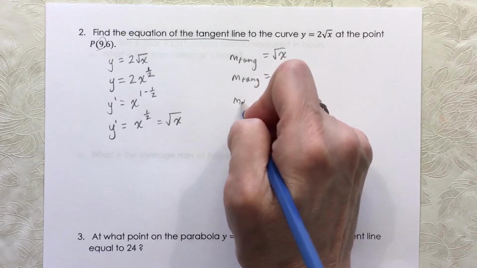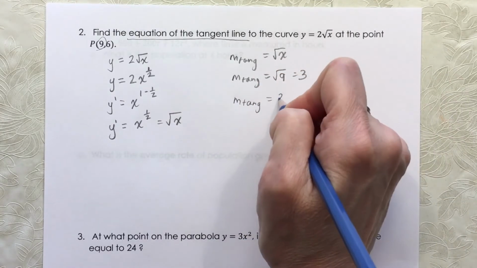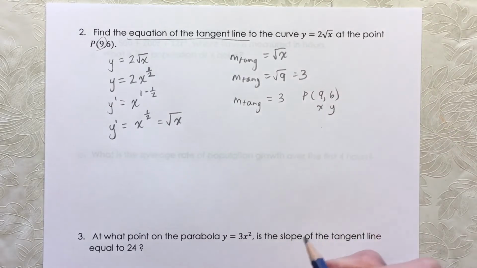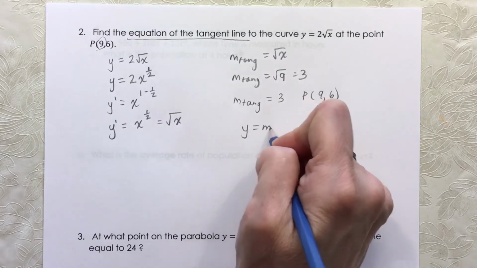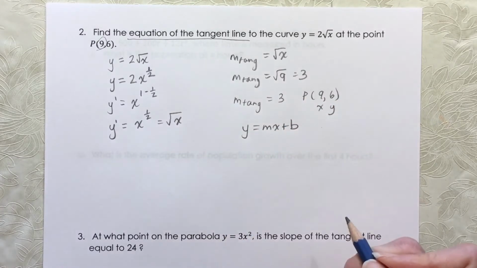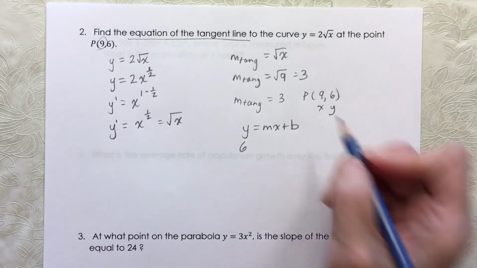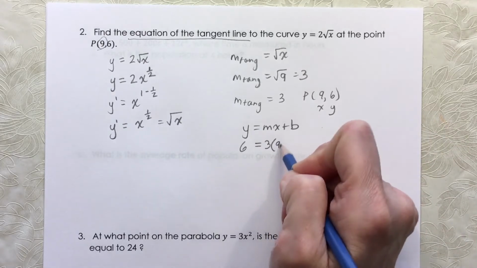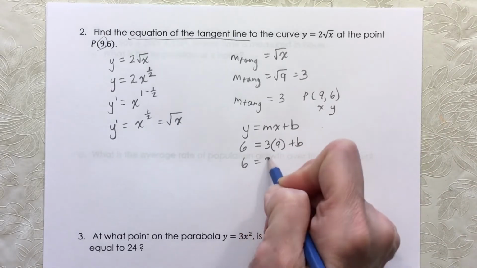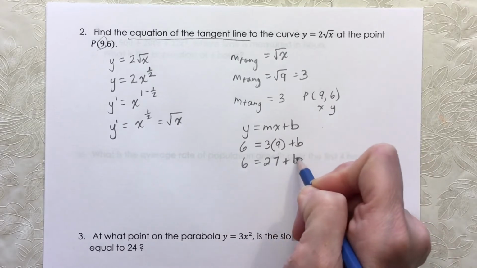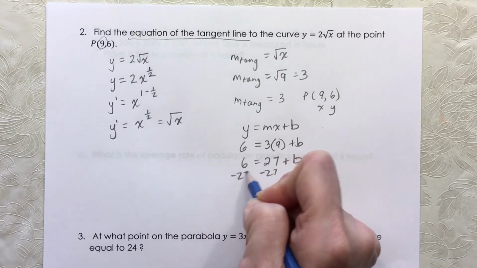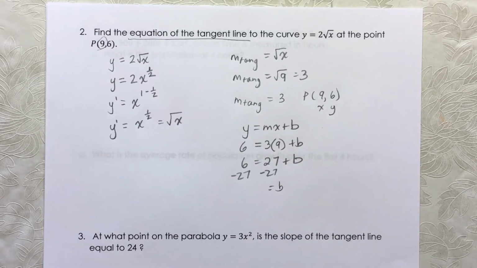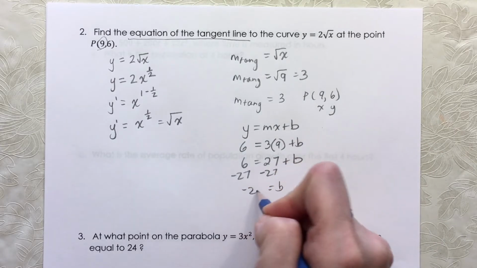So we have the slope of the tangent being 3, and we have our point 9, 6. We could use y equals mx plus b to get the equation of the tangent line. So we could put 6 in for y, 3 in for our slope, x is 9, plus b. And we can solve for b, the y-intercept. So b is going to be 6 minus 27, which is negative 21.